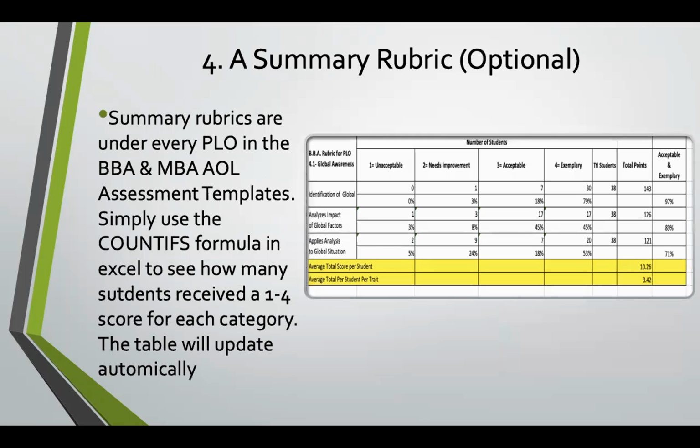This is the optional summary assessment, which summarizes the results of all students in that course. Simply add up how many students in the class received a 1, 2, 3, or 4 for each rubric trait. There is also a summary assessment template below each BBA and MBA PLO rubric trait in the Excel template.